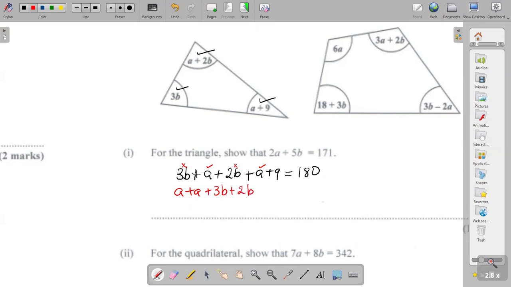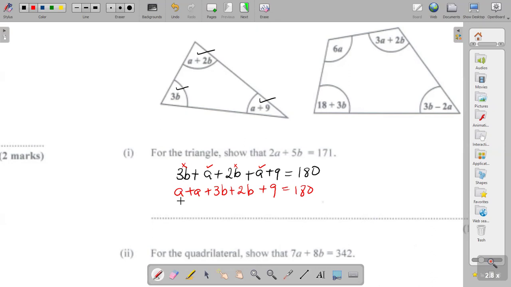Keep it in mind, right? Pay attention to the signs that come in front. Even though we are adding, if this was a minus, you would have had to move the minus with the variable. So luckily it's all addition, right? And then plus 9 is equal to 180. So let's go. A plus A in the chat, because I want to see something. What is A plus A?